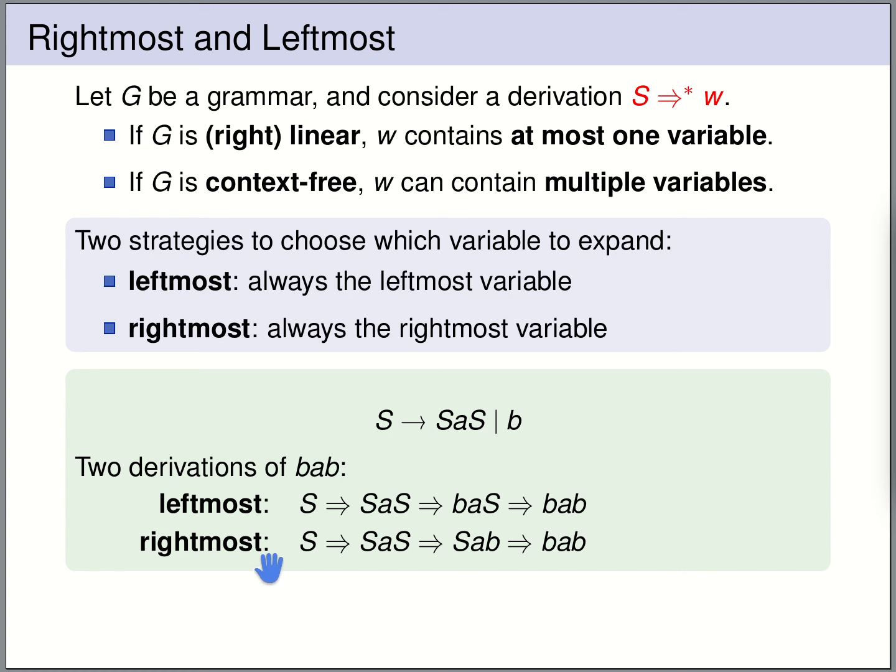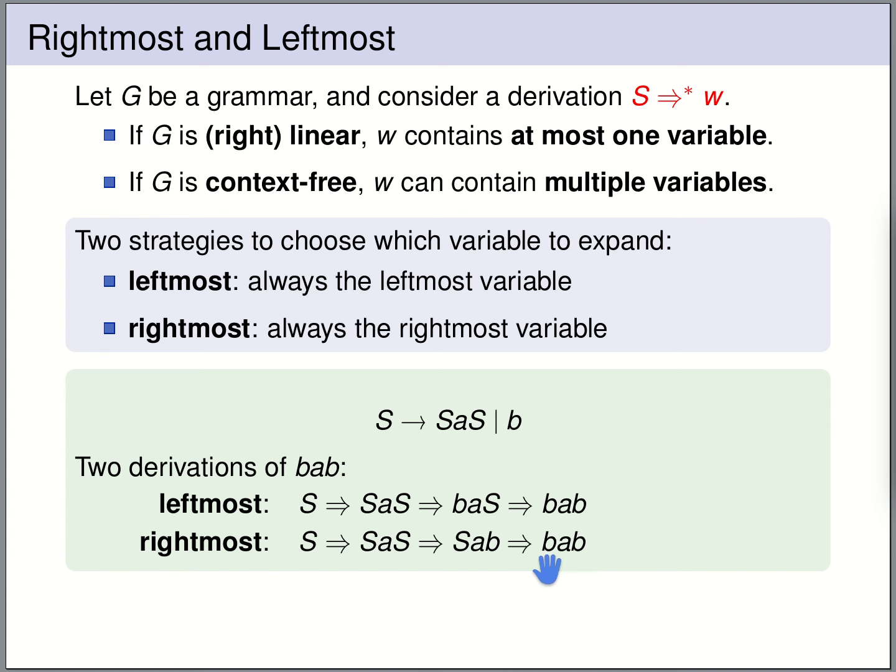If we are using a rightmost strategy, then the first step is the same, but now we have two variables, and we are replacing the rightmost variable, so we replace this S by B. Now we have only one variable, so no choice, we replace this S by B.